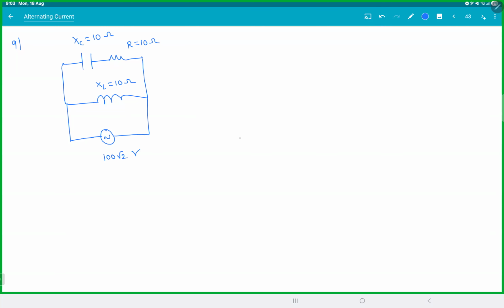And look at the symbol. That symbol is an AC symbol. And you're giving 100 root 2. Can an AC voltage be constant? No, but you gave me this. So what does this mean? This is an RMS value. Always keep that in mind.